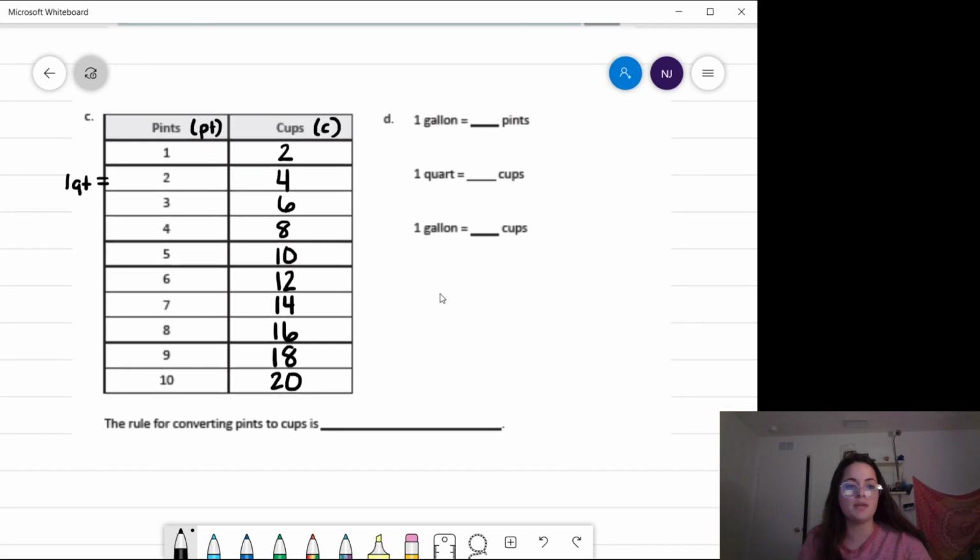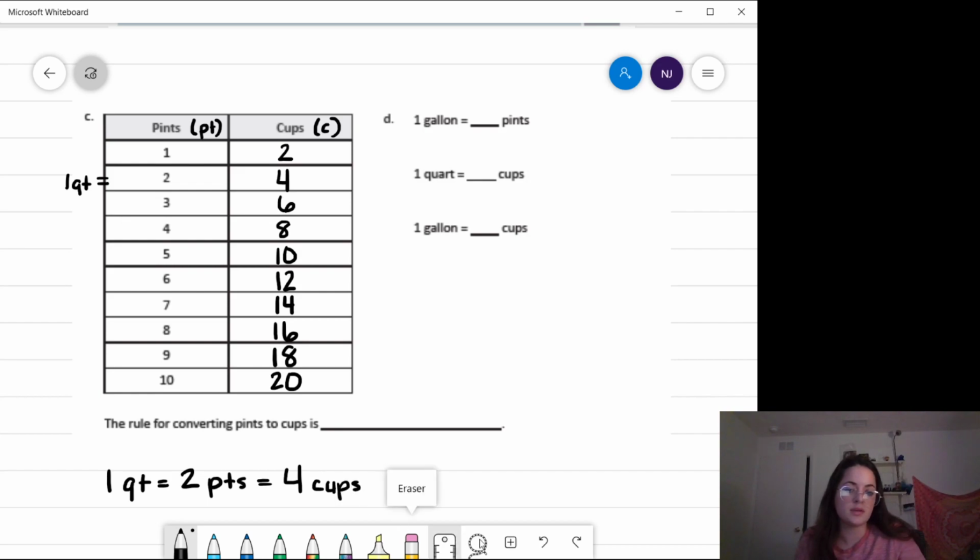So that means that if 1 quart is equal to 2 pints, how many cups are in 1 quart? You would be correct if you said 4, because if 1 quart is equal to 2 pints and 2 pints is equal to 4 cups, 1 quart is equal to 4 cups.